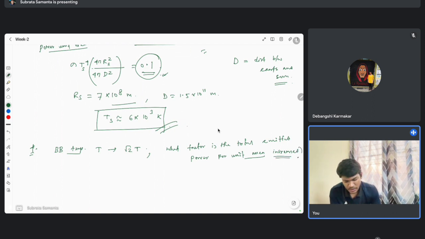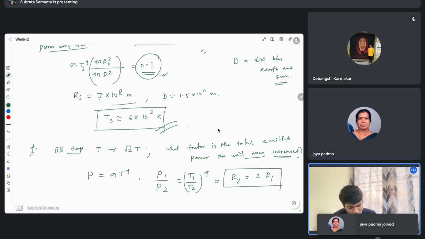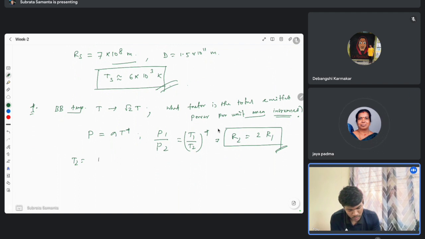We just apply the formula that the power P per unit area is sigma T to the power 4. Now we divide P1 by P2. The sigma is the same, so it's just T1 by T2 to the power 4. Just putting into the formula, we get the factor. This is how you can calculate, because T2 is root 2 times T1.